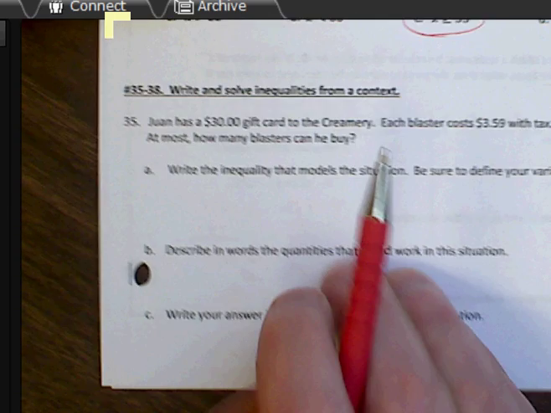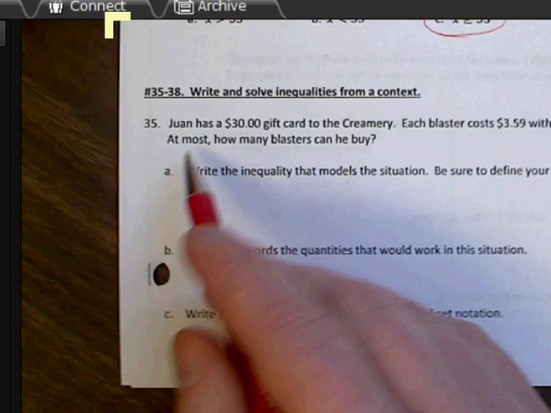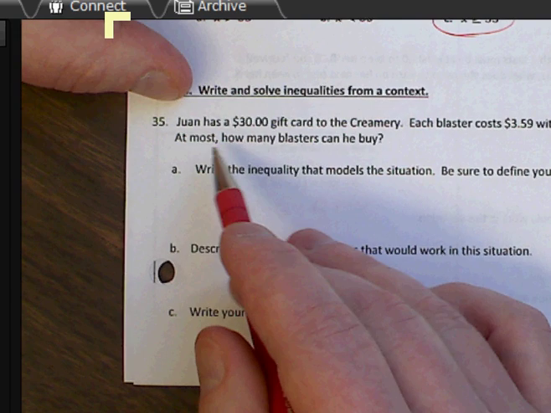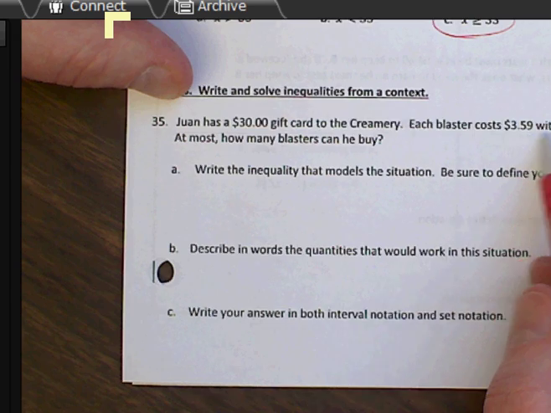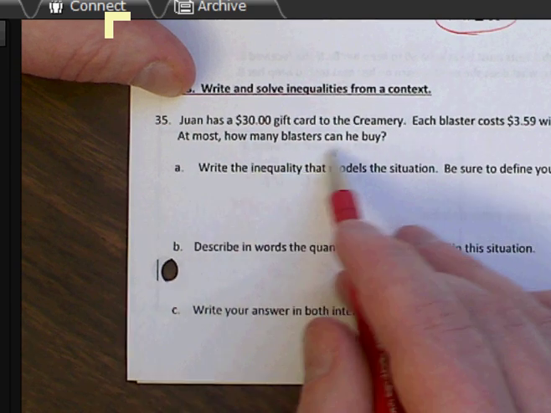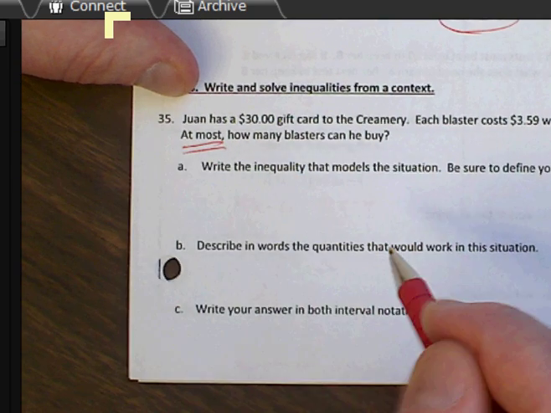Okay. Oh, that was 34. That was an even, but we did that anyway. Let's do 35. So Juan has a $30 gift card to the creamery. Each blaster costs $3.59 with tax. At most, how many blasters can he buy?